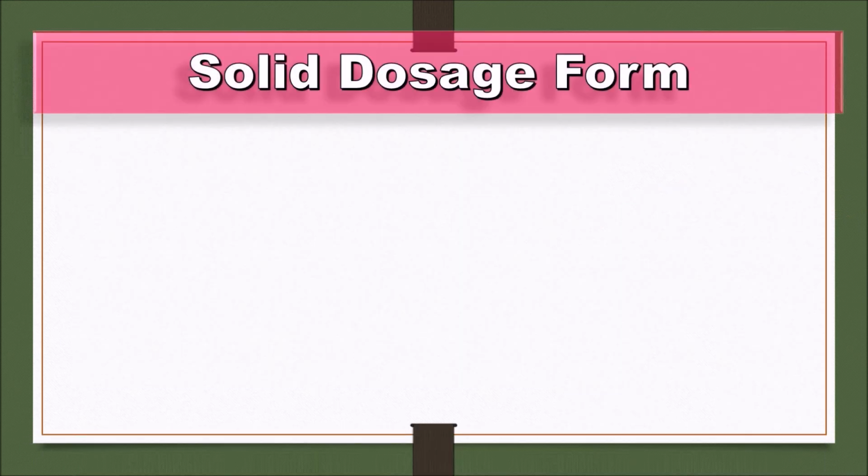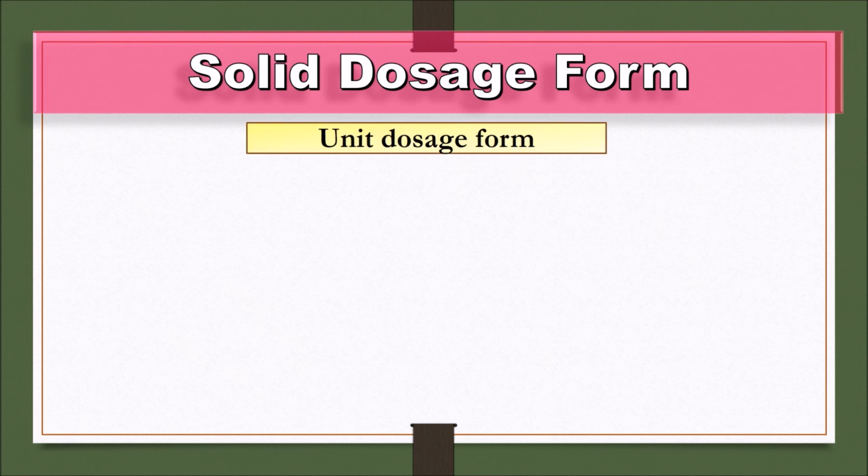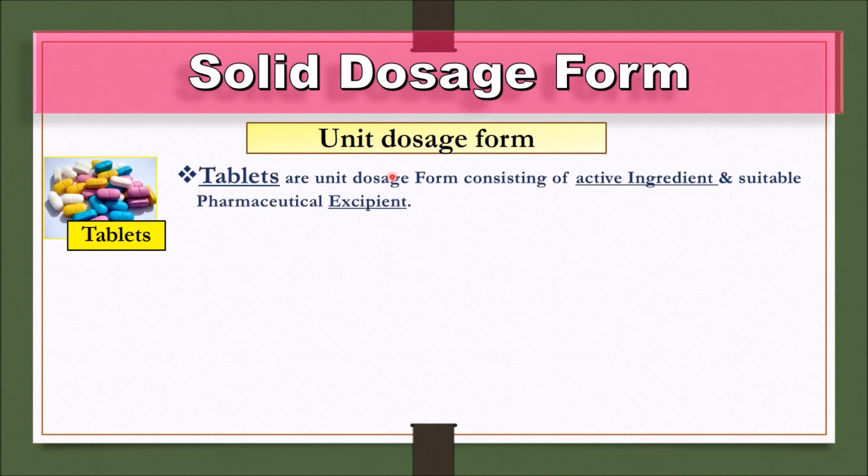So first we have solid dosage forms. In that we will discuss unit dosage forms. Unit dosage forms are the dosage forms which we need to take one at a time. For example, tablets. Tablets come under unit dosage form. You will take one tablet at a time.